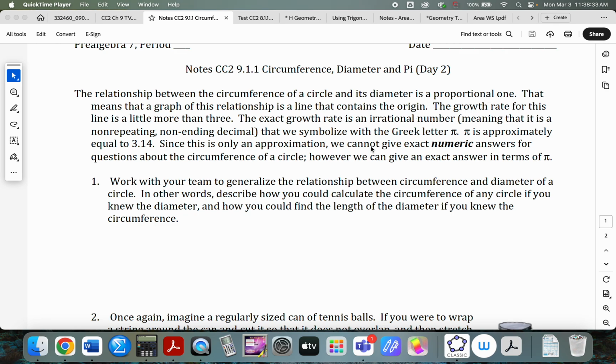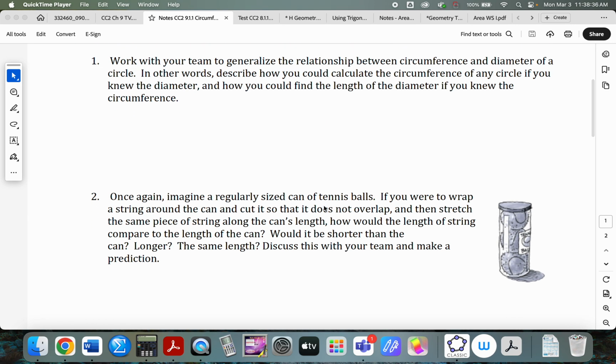So, we want the relationship between circumference and diameter. I want an equation. How could you calculate the circumference of the circle if you knew the diameter? So if I want to know the circumference of a circle, what do I have to do to the diameter to get the circumference? Multiply by pi. It's pi times the diameter, which means the diameter is the circumference divided by pi.